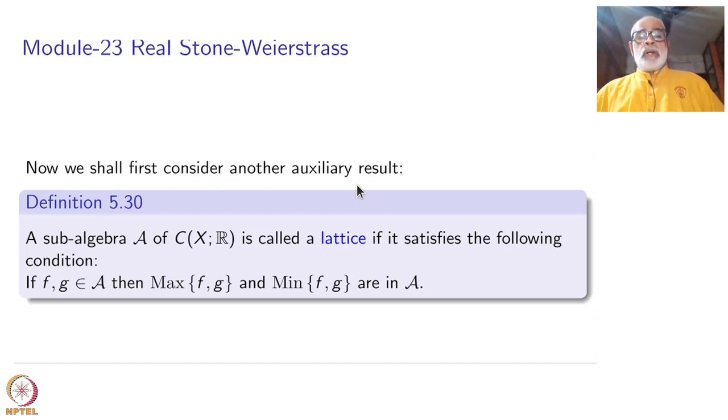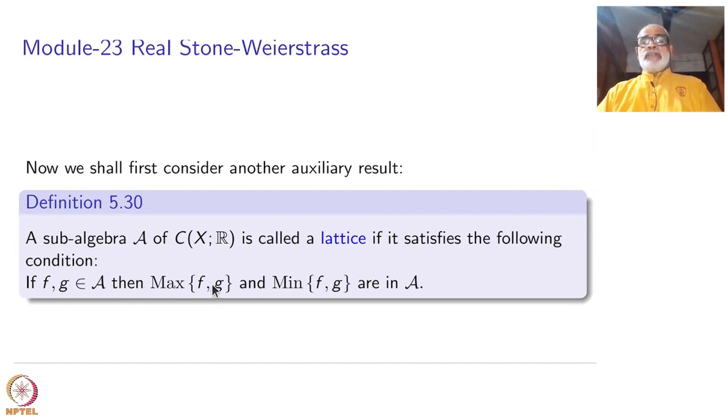We will need one more concept which so far we have not introduced. We will introduce this concept only for directly applying it here in this context. So we are not going to treat this on its own in general context. So this is the concept of a lattice. A subalgebra A of C(X,R) is called a lattice if it satisfies the following condition. Given any two elements f and g inside A, the maximum of f and g must be also inside A.